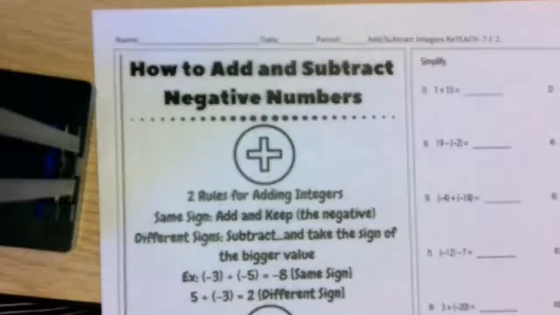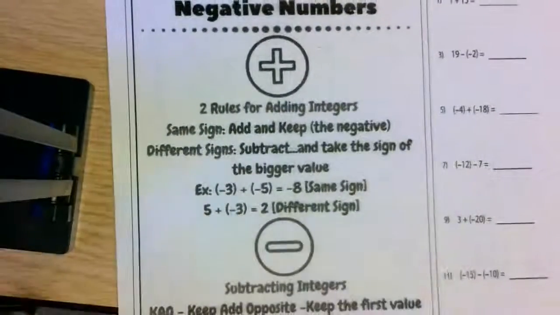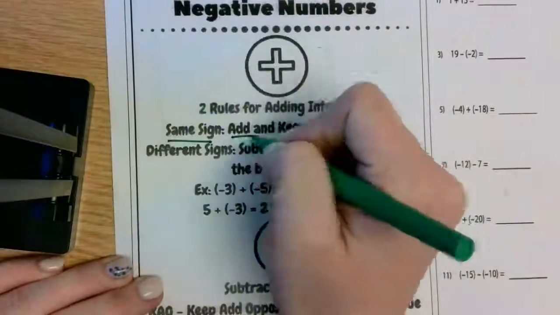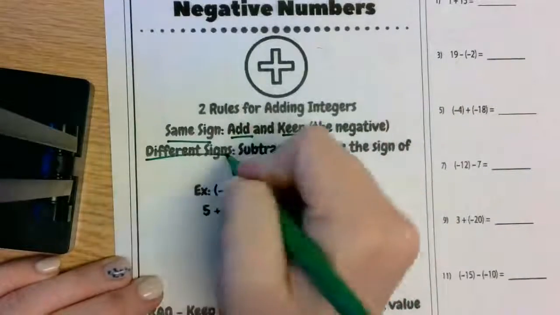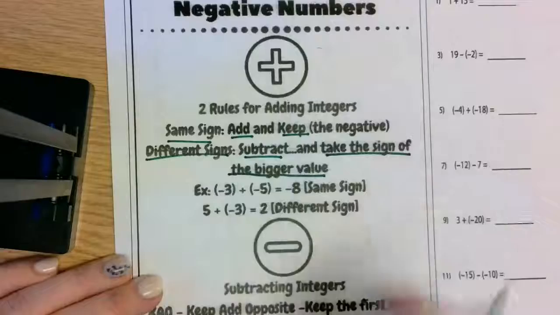Alrighty, we are going to be doing adding and subtracting negative numbers. So we have two rules for adding. If you have the same sign, you add and keep it. If you have different signs, you subtract and take the sign of the bigger value.